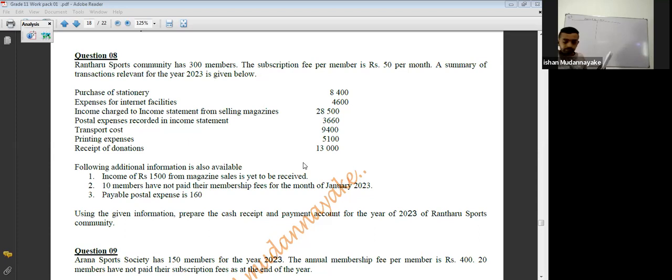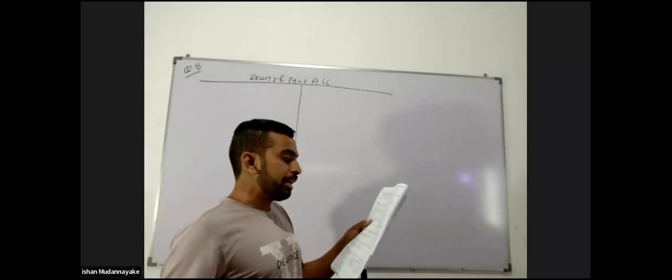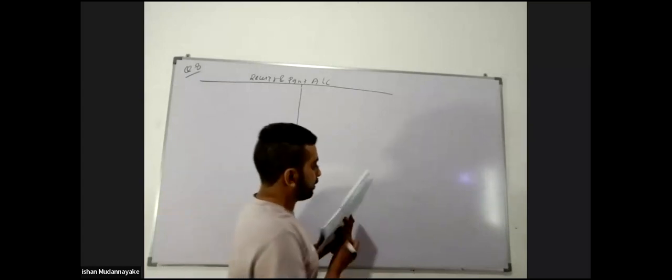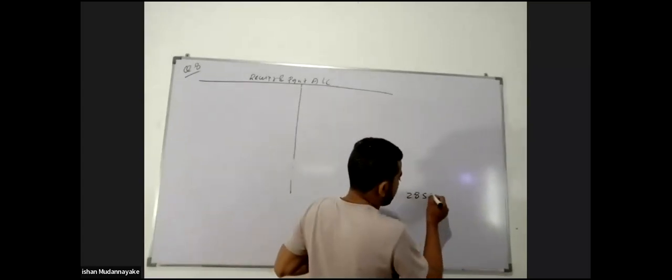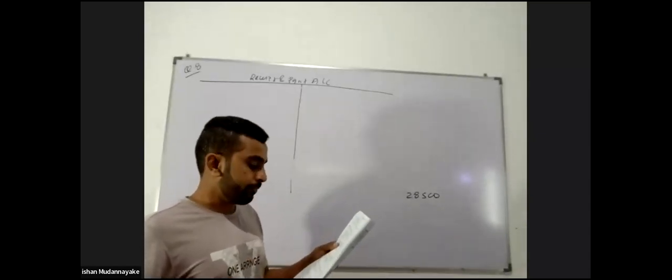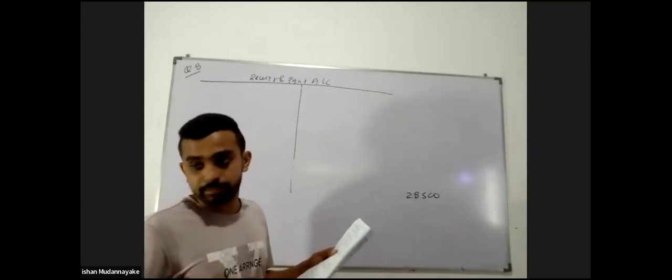At first we need to look at the additional information. First one, income of 1,500 from magazine sale is yet to be received. Income charged to income statement on sale of magazines is 28,500. But out of that income, 1,500 is yet to be received. We need to collect 1,500.